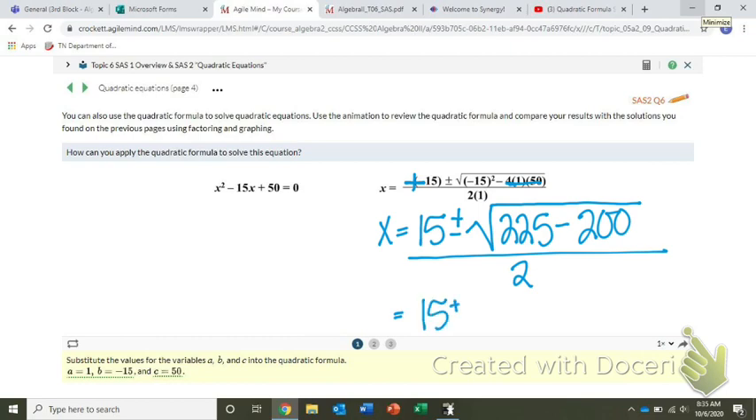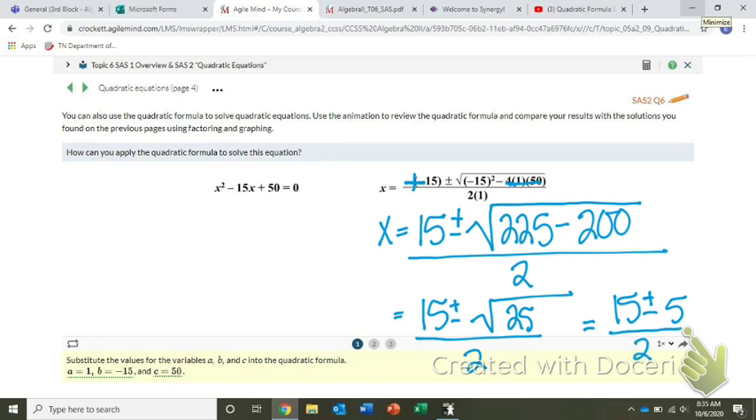15 plus minus the square root. 225 minus 200 is 25 all over 2. But guess what? I can keep going. 15 plus minus, what's the square root of 25? 5 divided by 2. Now, this is where you might get a little confused.